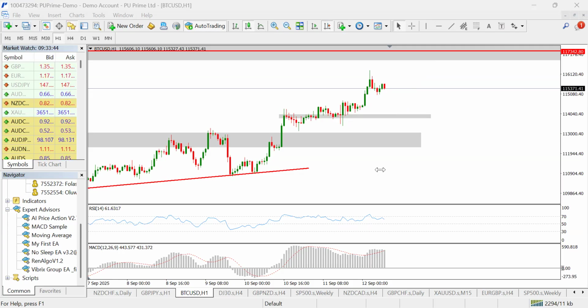AUD USD, EuroCAD, and GU. All right, those will be the instruments I'll check as we round up.